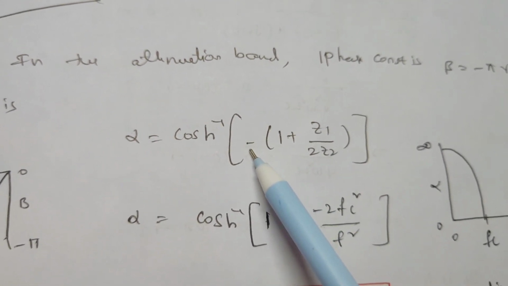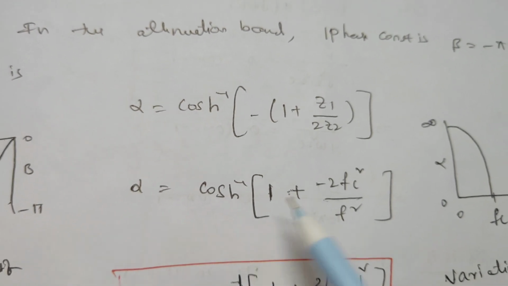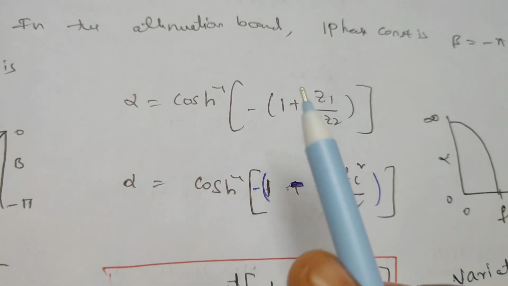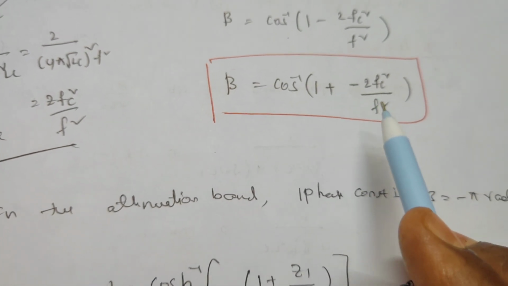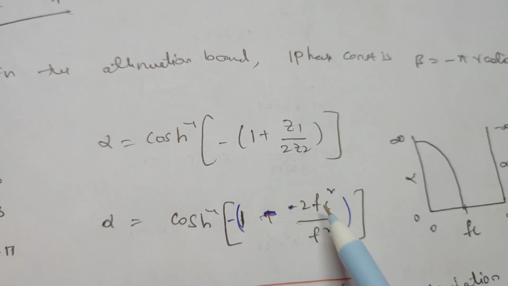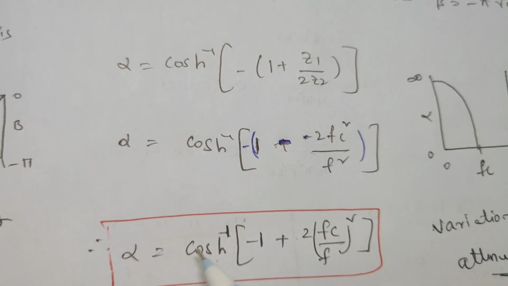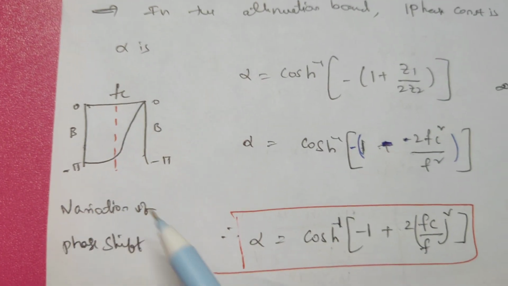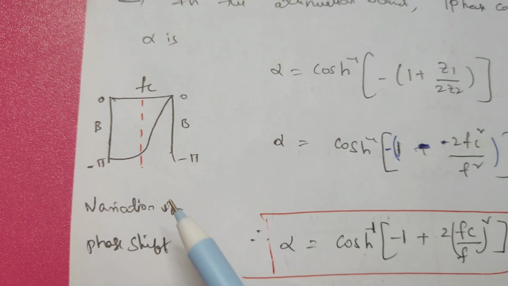Okay, simply apply this minus value here. So we get 1 plus Z1 by 4 Z2 as 1 minus 2 (fc by f) whole square. Now apply this minus, so we get alpha is equal to cosh inverse of minus 1 plus 2 into (fc by f) whole square. So this is the variation of the attenuation constant value, and this is the variation of the phase shift value.